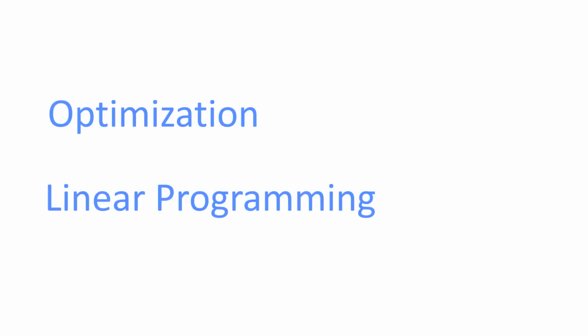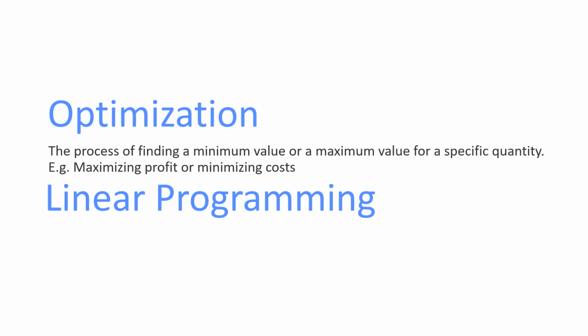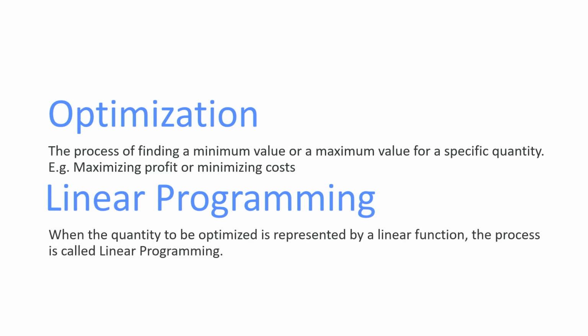The two keywords from the lesson are optimization and linear programming. Optimization means the process of finding a minimum value or a maximum value for a specific quantity. For example, we want to either maximize profit or minimize costs. When the quantity to be optimized is represented by a linear function, the process is called linear programming.